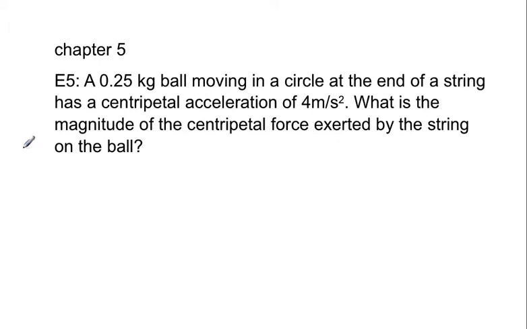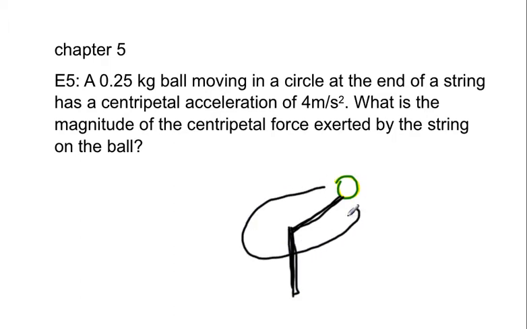Okay, a 0.25 kilogram ball moving in a circle at the end of a string has a centripetal acceleration of 4 meters per second squared. What is the magnitude of the centripetal force exerted by the string on the ball? Okay, we have a ball here. Let's make it a green ball. It's tied to the string. Maybe this is like a tetherball, you know, on a pole or something. I don't know. And it's swinging around here.